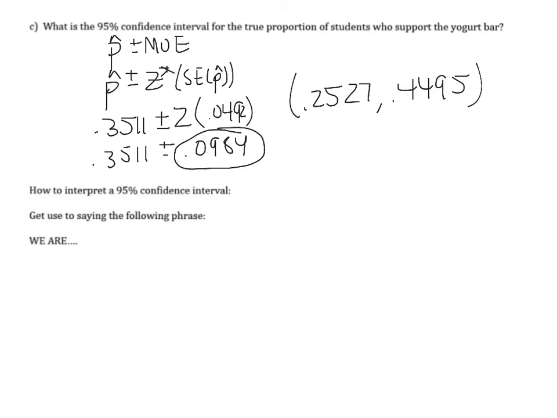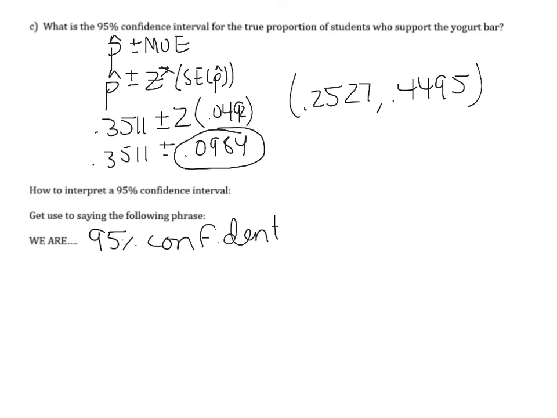So when we go ahead and interpret our confidence interval, we always start out with the phrase "we are," kind of not a first-person response, because this shouldn't matter. It should be the exact same interval for every single person in the class. So it's not just that you're 95% confident, but we are 95% confident. We're 95% confident that what? Well, we're trying to pinpoint where the true proportion of students who support a yogurt bar fall.